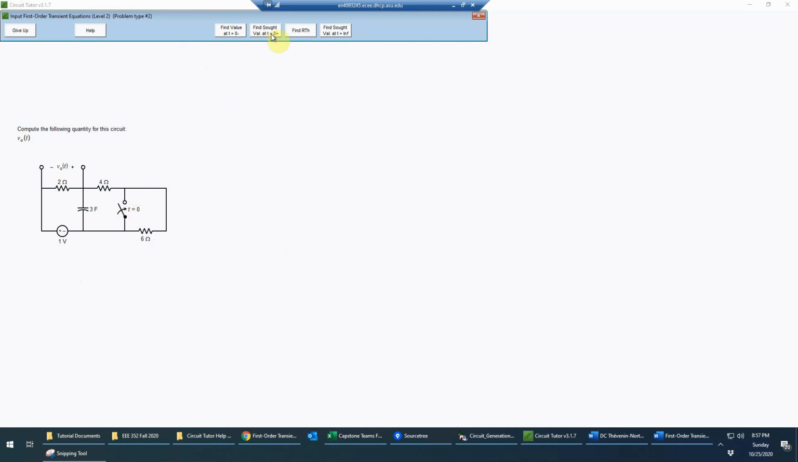Then again at 0 plus, we'll need to analyze the circuit. We also need to analyze it at t equals infinity, where we're again going to be in steady state, now with the switch closed, and that will give us the particular solution to the differential equation, or in other words, the steady state value of this resistor voltage, which is our sought variable. And we also need to find the Thevenin equivalent resistance viewed from the terminals of the reactive element, that is the capacitor, for t greater than 0, because that determines the characteristic time constant of this transient.